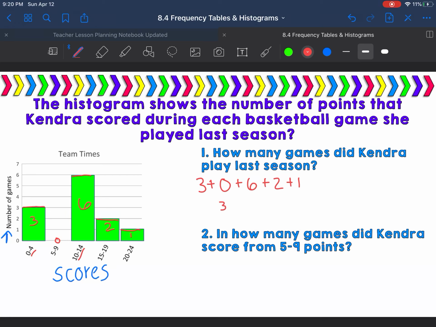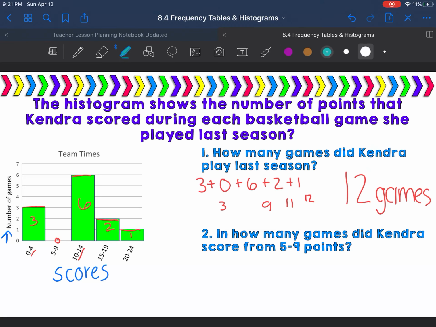So now all I need to do is add up all these numbers. So 3 plus 0 is 3. 3 plus 6 is 9. 9 plus 2 is 11. 11 plus 1 is 12. So how many games did Kendra play last season? She played in 12 games. Good. See, easy.